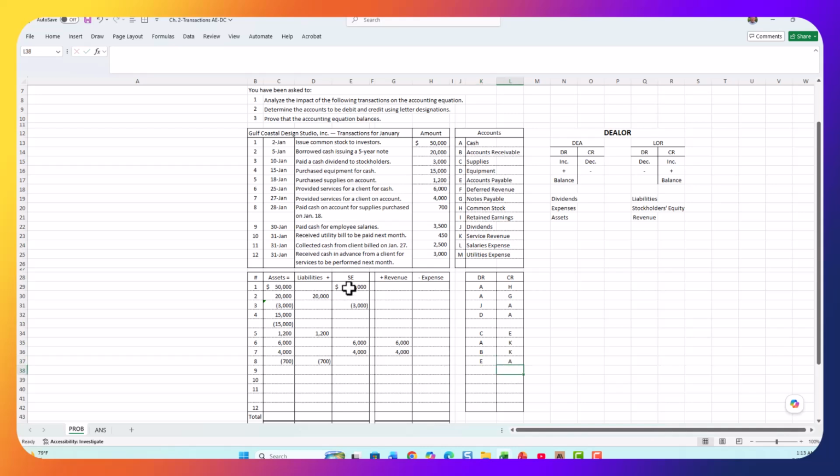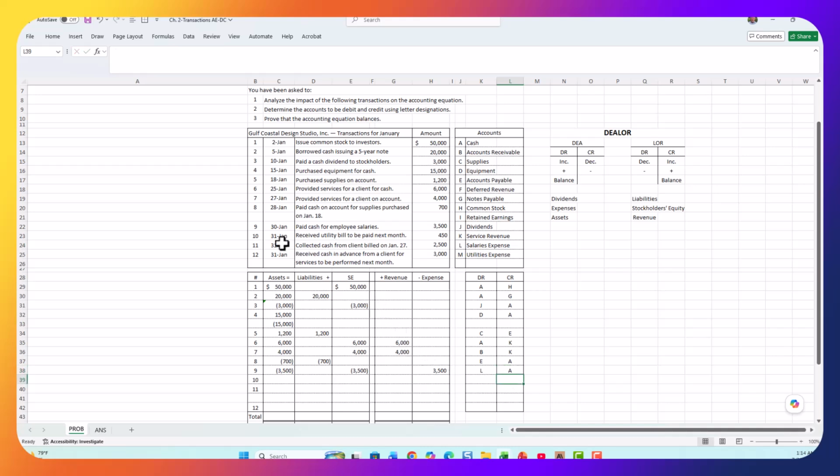January 30th, paid $3,500 cash for employee salaries. Well, cash, which is an asset, decreases, and salary expense decreases stockholders' equity. Anytime we incur an expense, the increase in an expense causes a decrease in stockholders' equity. So we'll debit L, salary expense, and we'll credit A, cash.